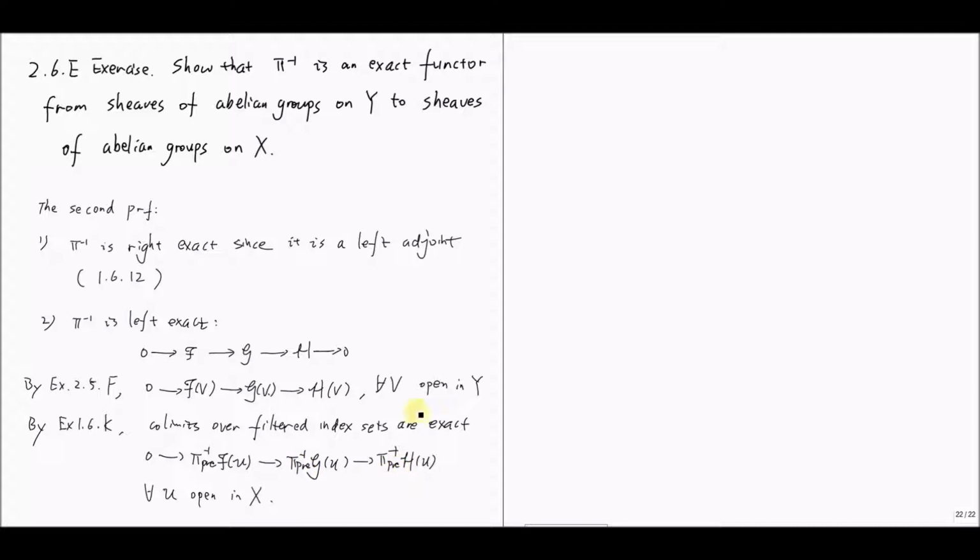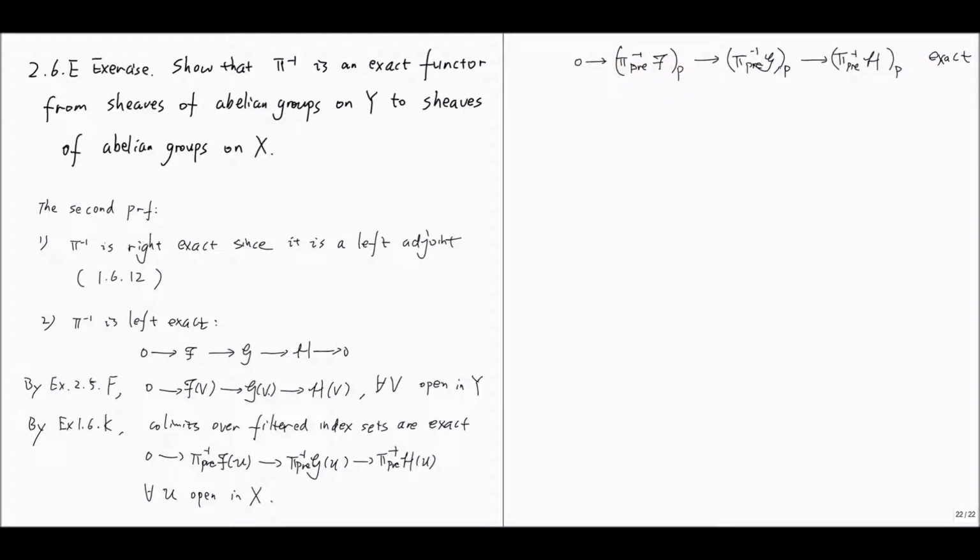So I should have used V for open subsets in Y, U for open subsets in X. Now correct it. Now we take the stalk, the colimit again, and we get this exact sequence.